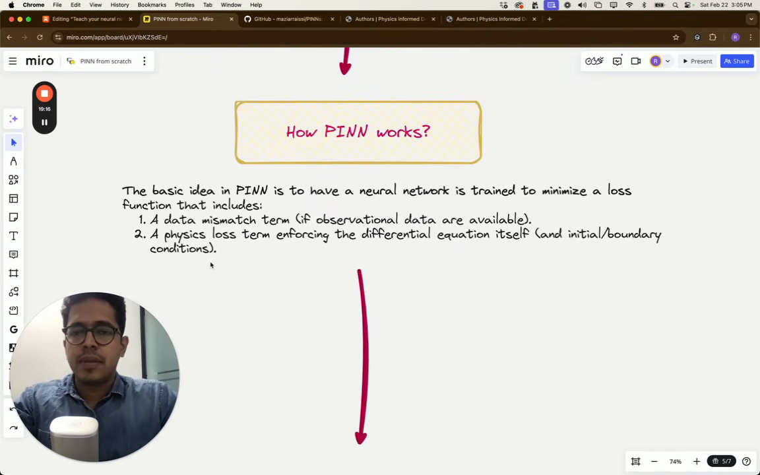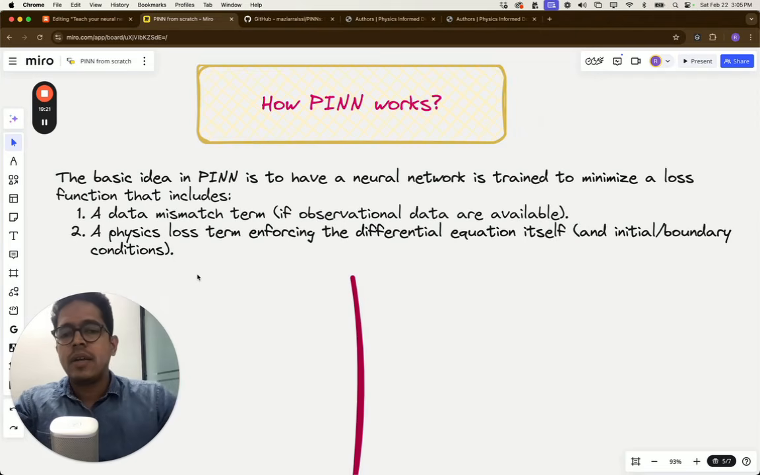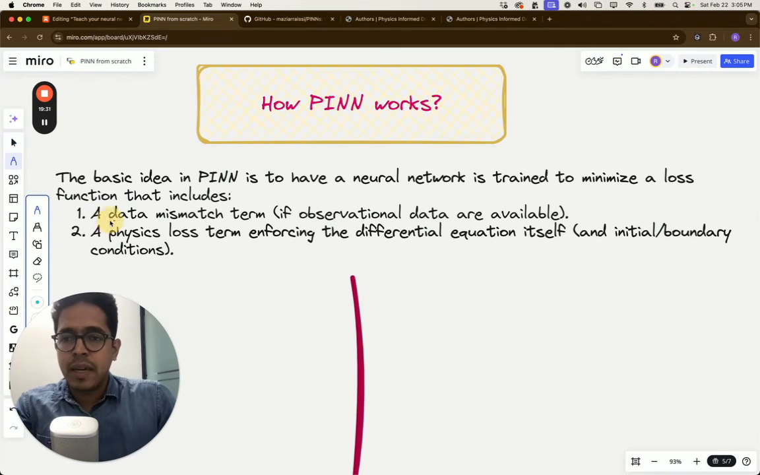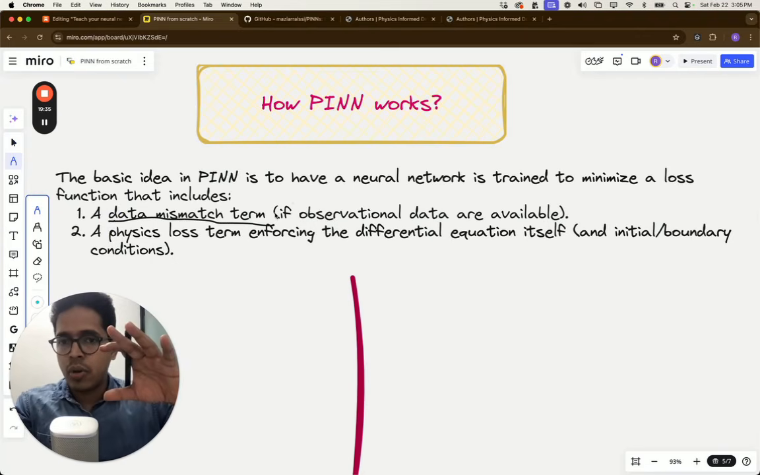neural network works. The basic idea is you should not train the neural network only on the experimental data set, which I showed you as those blue dots, not the dotted parabola, but the initial experimental data. But you have to have a loss term or data mismatch term, meaning whenever you stray too much away from the data, that should contribute to loss.